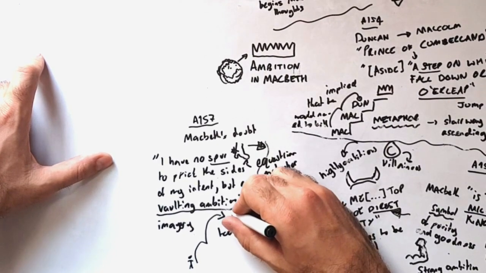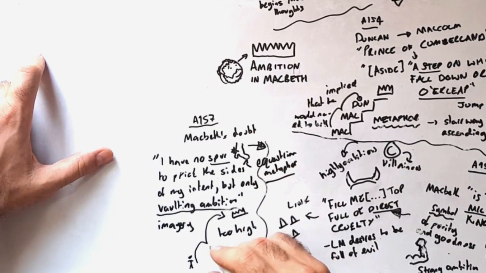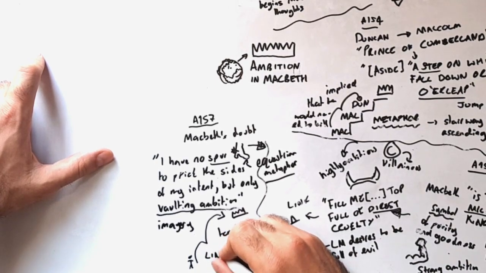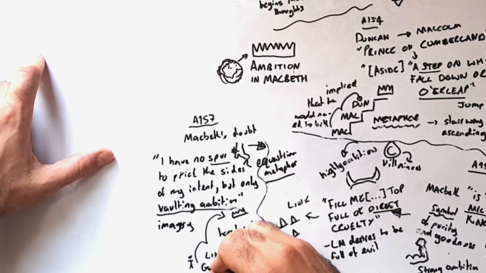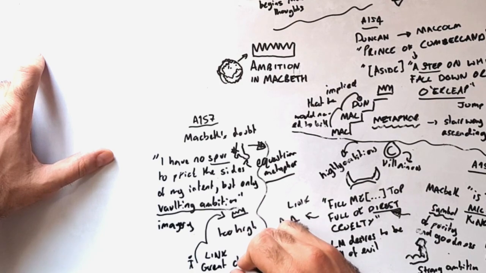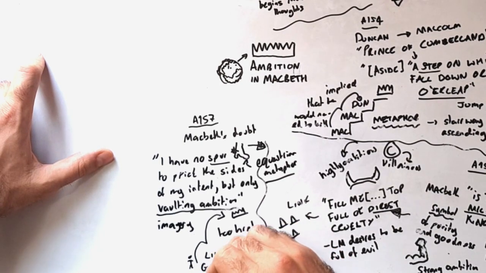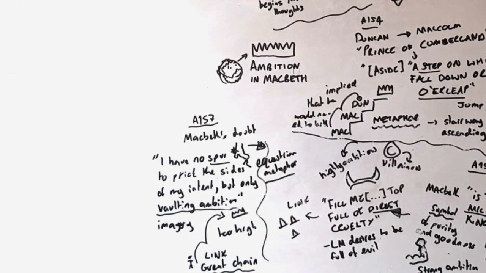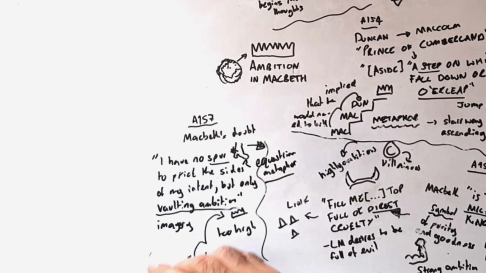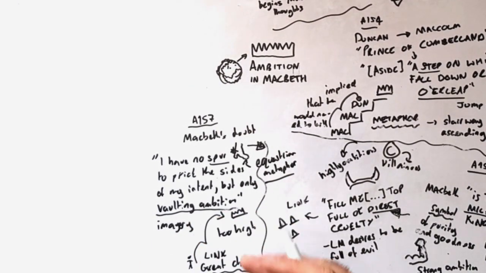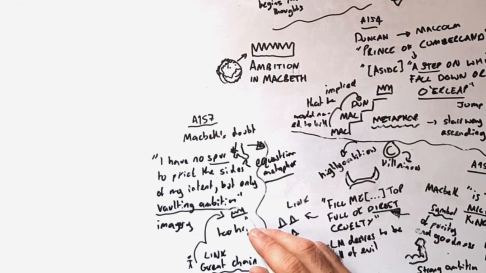And there's of course the ambition for the crown is too much, and we've got a link to the great chain of being, and you might want to just check that in your revision. But the idea that in medieval times, the kings were thought to be chosen by God. So when Macbeth says his ambition is vaulting, he's really saying, I'm going too far. I'm breaking the rules of nature, which of course is expressed later in the play as well.